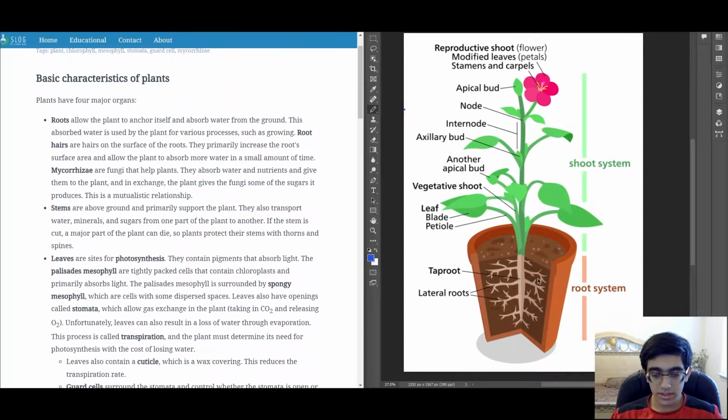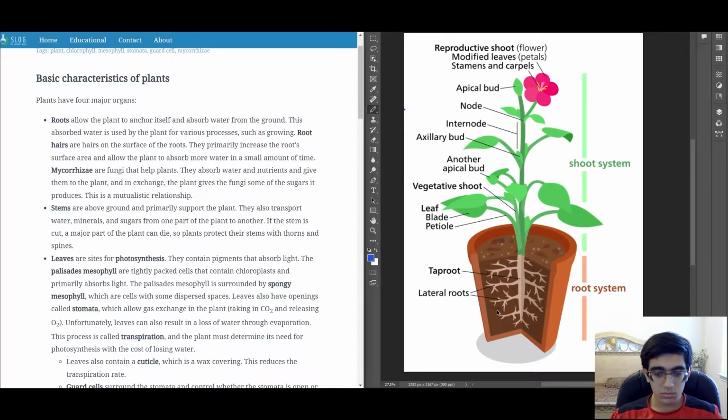So as you can see in the image, these are the roots of the plant, and the roots allow the plant to anchor itself to the soil, and also it absorbs water from the soil. And all of this water is used for different processes, for example, photosynthesis.